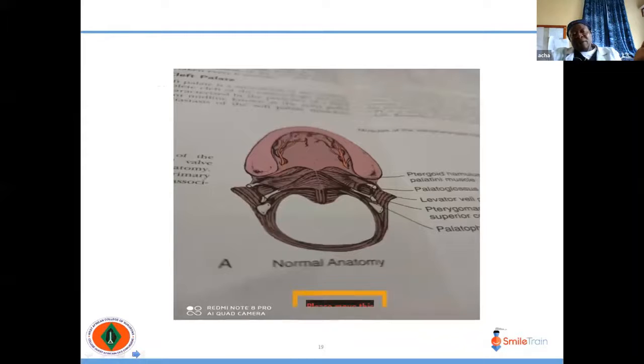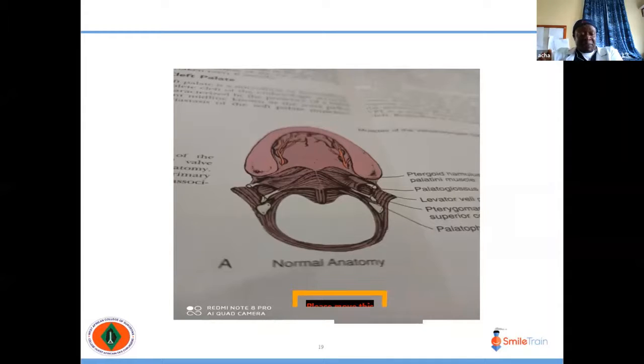And when you do that, you assess the palate. I showed this picture here for us to see how the velopharyngeal valve is formed. This is the normal anatomy of the velopharyngeal valve. You can see the tensor veli palatini, levator veli palatini, palatopharyngeus, palatoglossus, and the posterior pharyngeal wall, made up of the superior constrictor predominantly. Those are the muscles that make up the velopharyngeal valve.